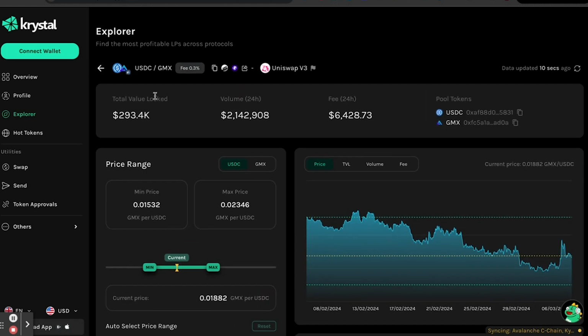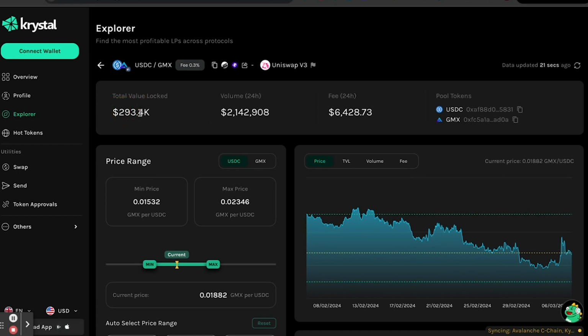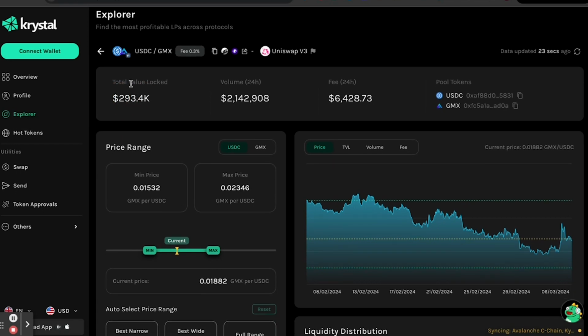But in this example, we're looking at a USD and GMX pool on Uniswap v3. We're going to talk about the 7 rules of entering a liquidity pool. So all of this will make sense to you, but it passes a lot of those rules. Minimum total value locked is over 250K. Volume is higher than total value locked.